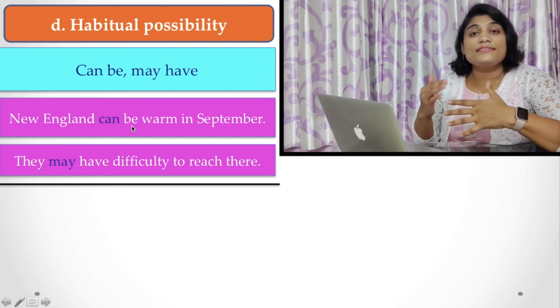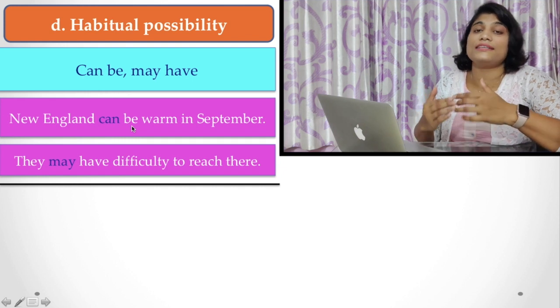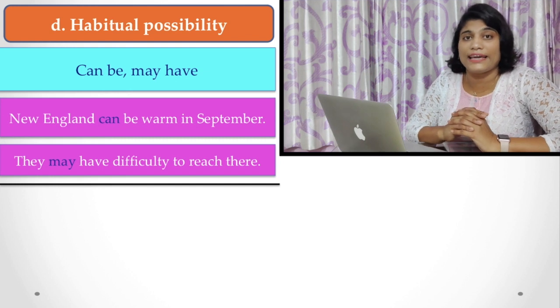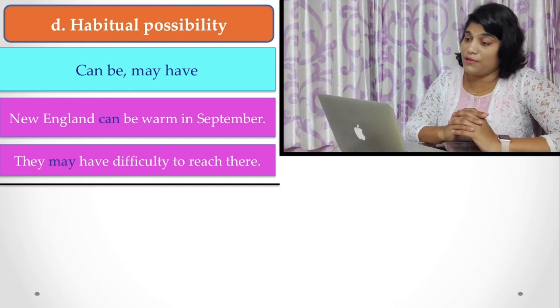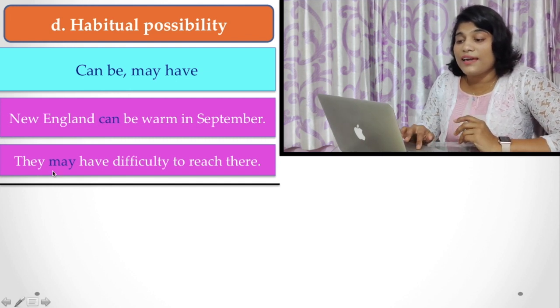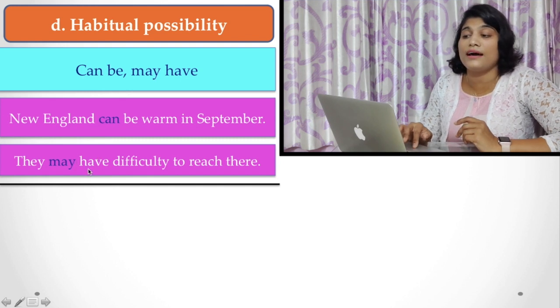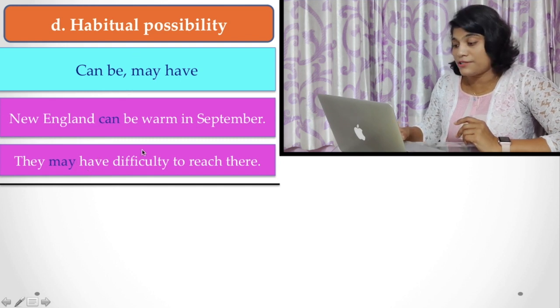That is, this is a habitual possibility that is going on day by day and every year. In that case, we have to say it is habitual possibility. They may have difficulty to reach there. In that case also, that means the habitual possibility.